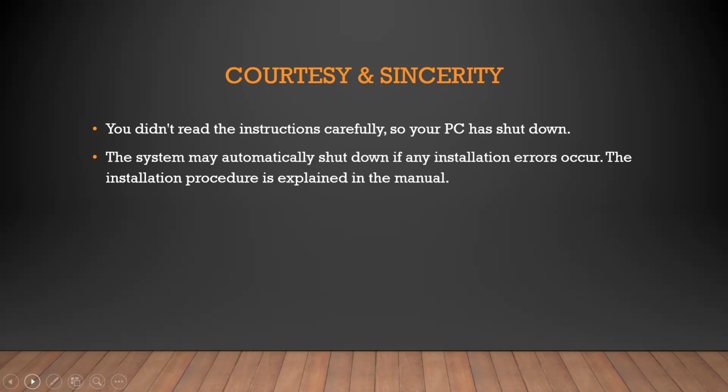How about this? The system may automatically shut down if any installation errors occur. The installation procedure is explained in the manual. You can see the second sentence. Now, what's the difference? Basically, both the sentences convey exactly the same meaning, but the second sentence is more specific. It tells the user that what has happened is an installation error, because of which the system has automatically shut down. Now, you'll notice that the writer is being very careful here.